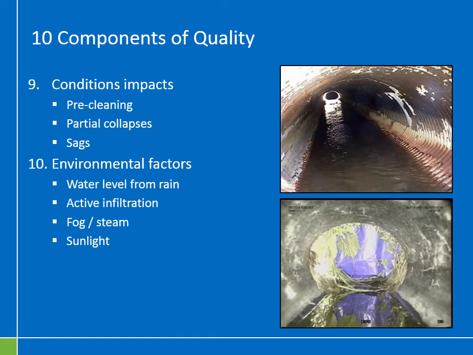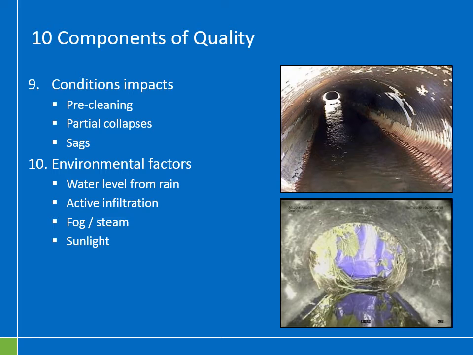You also want to look at environmental factors that might impact the quality of the inspection. So if you try to do a CCTV inspection of a culvert immediately after a rain, there might be high levels of water in that pipe, or there might be active infiltration. Sometimes that's good to be able to document that there's infiltration or high levels after rain, but sometimes that extra water is going to obscure your view of the culvert as you do the inspection. So it might make more sense to come back and do the inspection after things have dried out a bit.